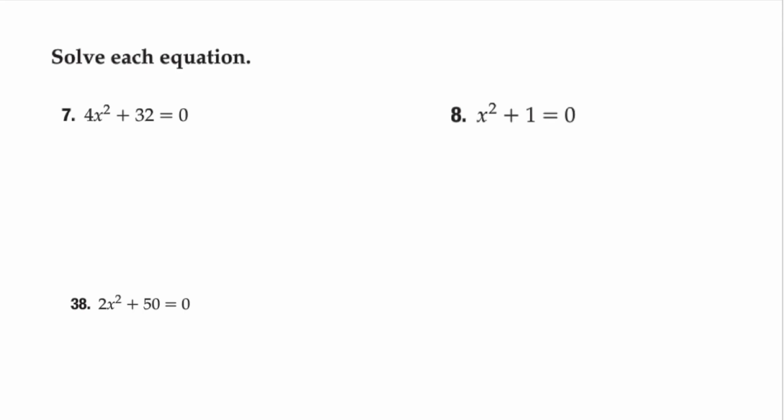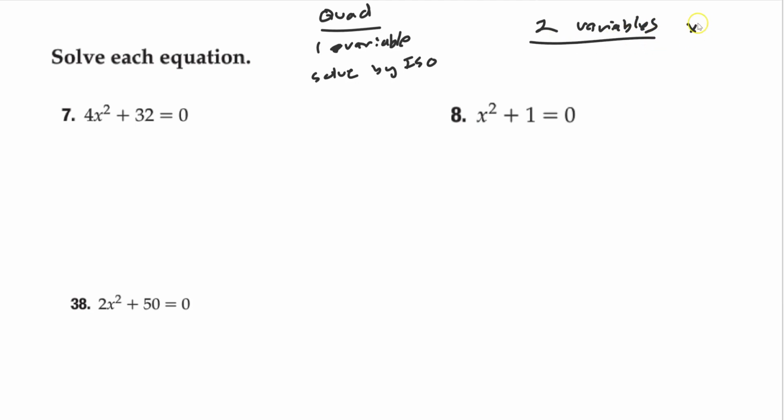So okay, let's wrap this up. Let's talk about how to solve equations. Now, if you remember what I said earlier in the previous video, for quadratics, if you have one equation, one variable, just solve by isolation. If you have two variables, something like x squared plus 3x equals 4, then you set equal to 0 and factor.